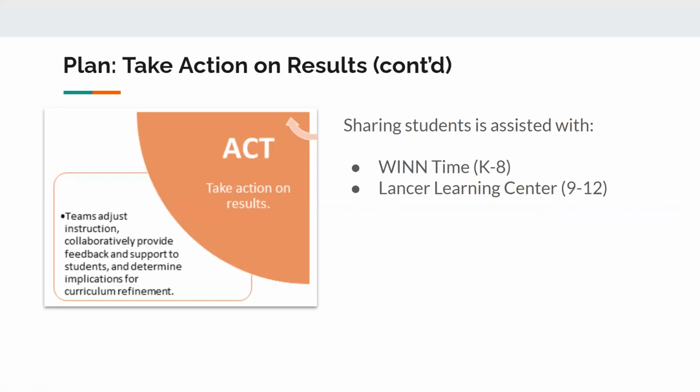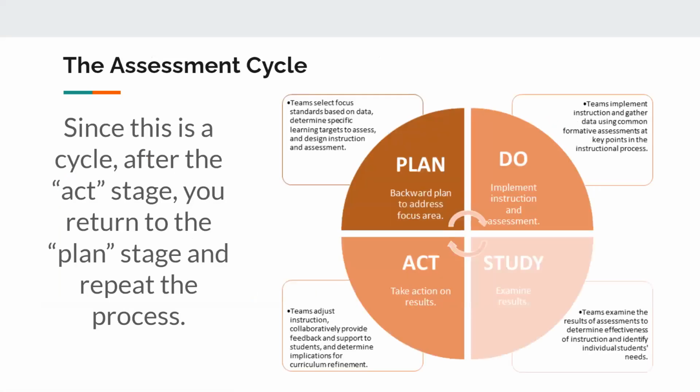We have structures in place that allow us to share kids. And so K to 8, we have WIN time for that opportunity. And 9 through 12, we have our Lancer Learning Center. So the people in the Lancer Learning Center are probably members of PLCs. And so taking that information from the PLC, they can work with those students in the Lancer Learning Center.